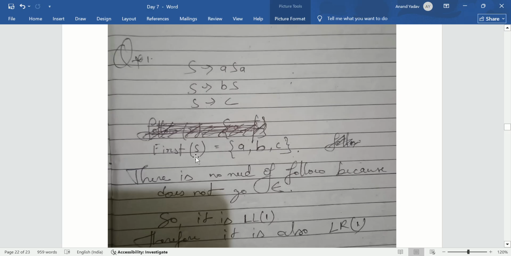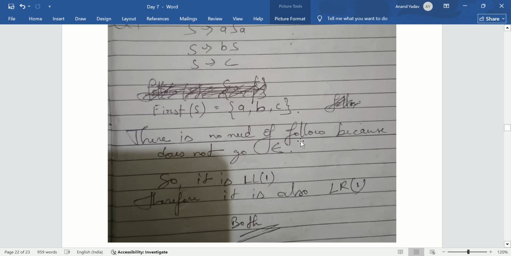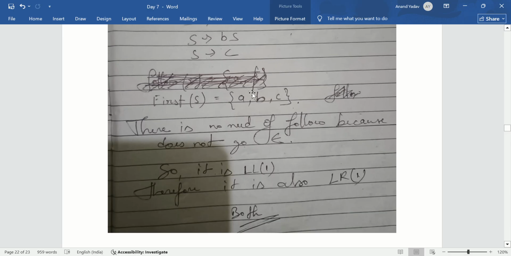So for LL1, we will calculate first of S, A, B, C. There is no need of follow because it does not go to epsilon. There is no epsilon production, so we do not calculate follow. So it is unique.